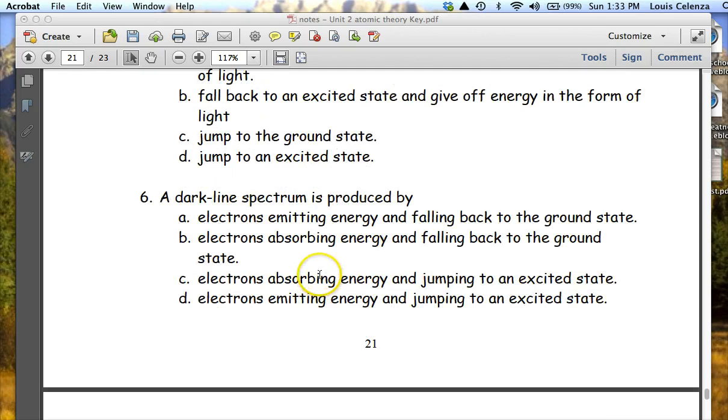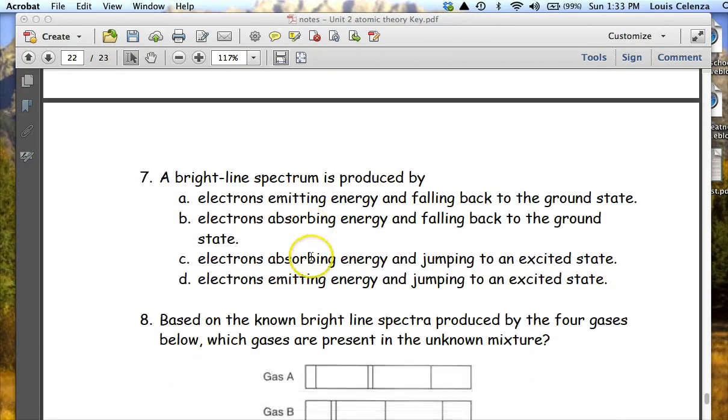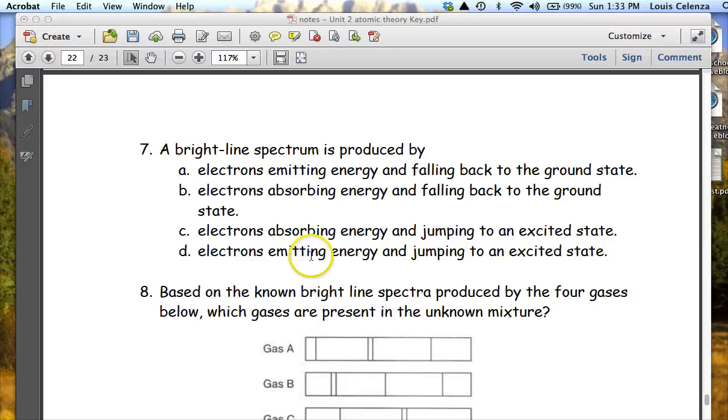Okay, 7 is a dark line spectrum. We don't care about dark line spectrum. They don't even ask about that, but they do ask about the bright line spectrum. The bright line spectrum is the colors that they give off when the electrons change energy levels. So let's take a look. A bright line spectrum is produced when electrons emit energy and fall back to the ground state.